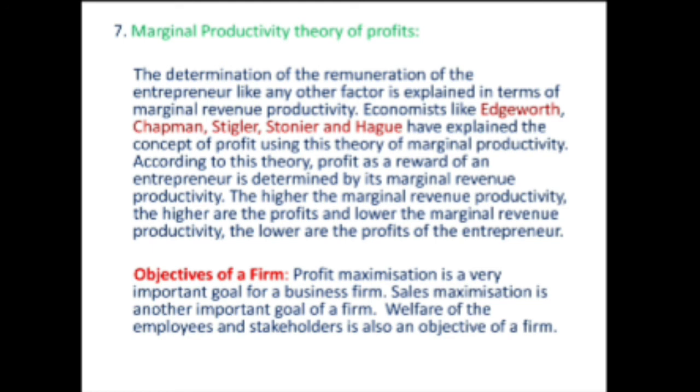Economists like Edgeworth, Chapman, Stigler, Stonier, and Haig have explained the concept of profit using this theory of marginal productivity. According to this theory, profit as a reward of an entrepreneur is determined by its marginal revenue productivity. The higher the marginal revenue productivity, the higher are the profits, and the lower the marginal revenue productivity, the lower are the profits of the entrepreneur.